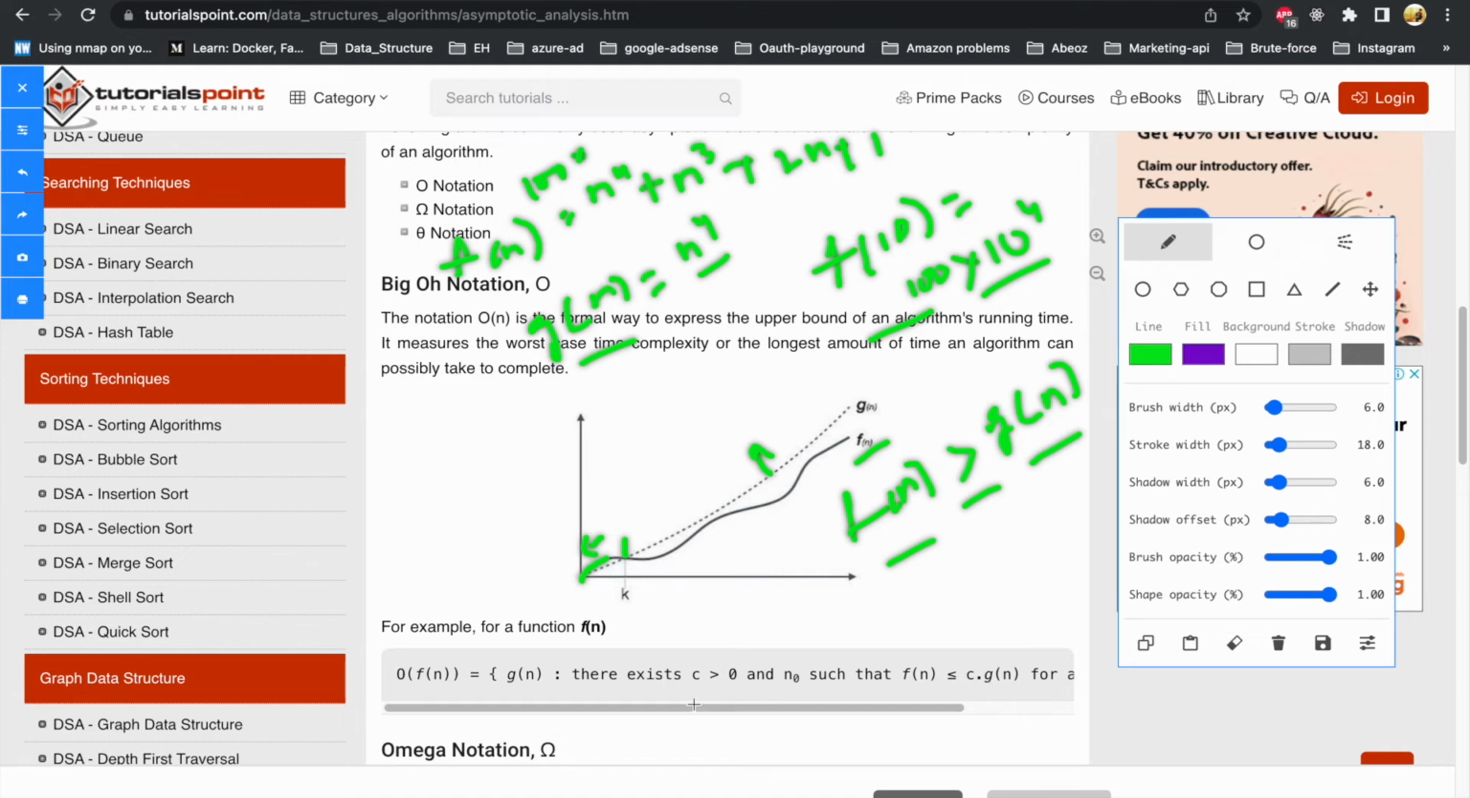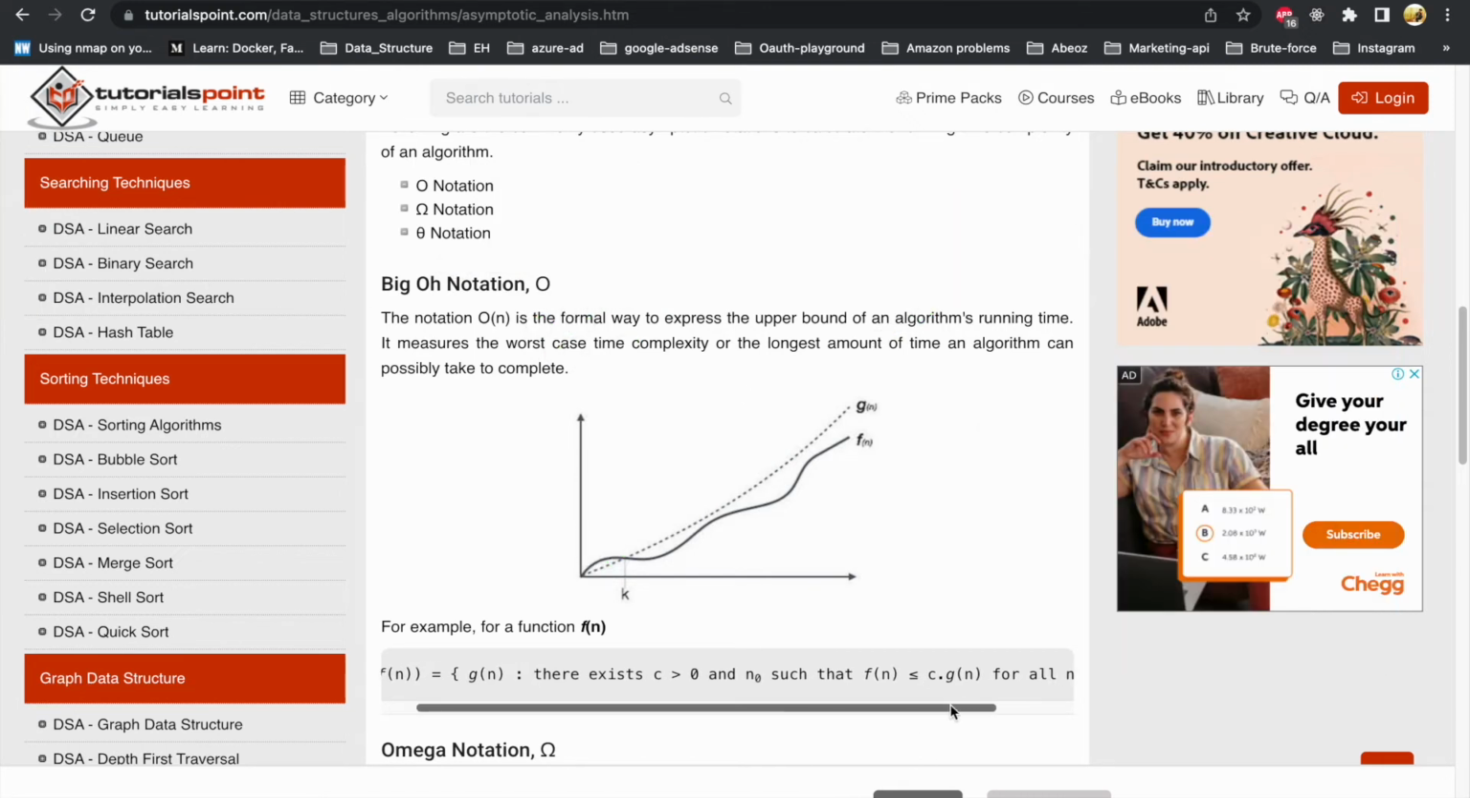So in mathematical terms, it says there exist c greater than 0 and n naught such that f of n is less than or equal to c into g of n for all n greater than n naught, right? So when n is greater than n naught, g of n is always greater than f of n. If not, f of n is greater than g of n, as we see with the smaller input. So this is what big O of n is.